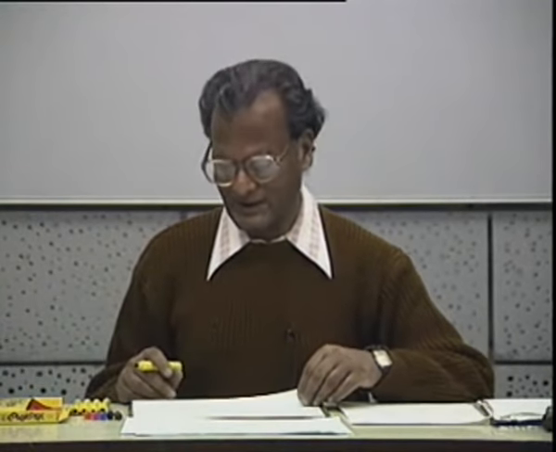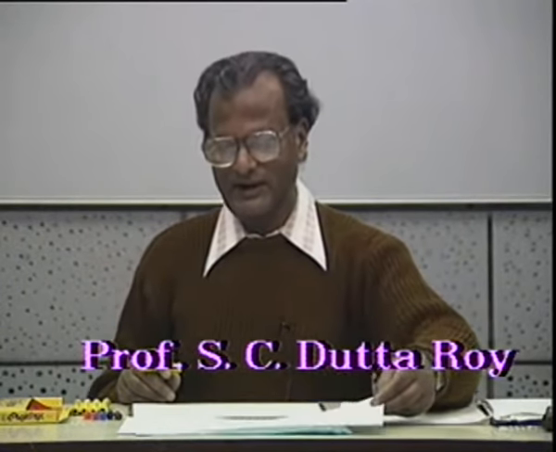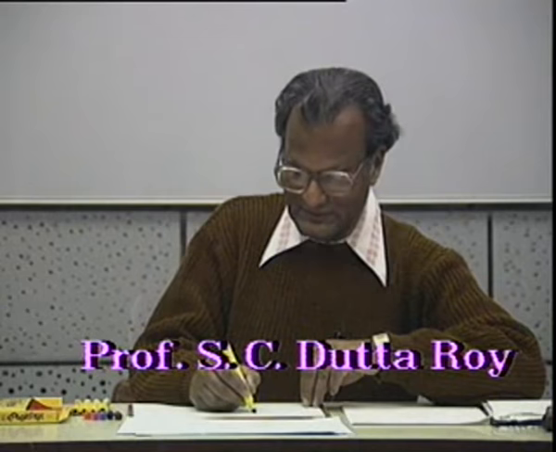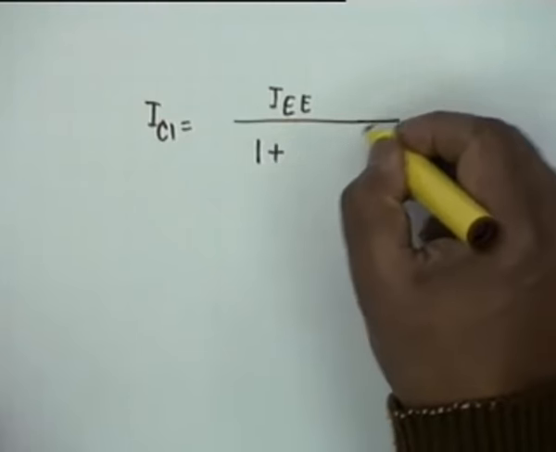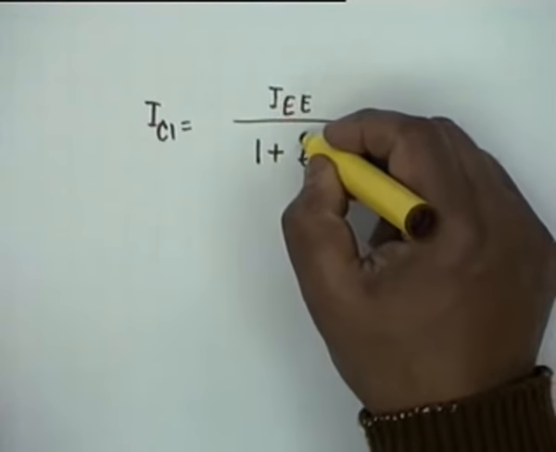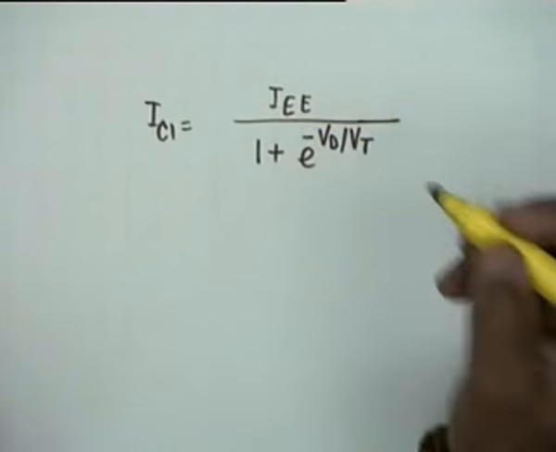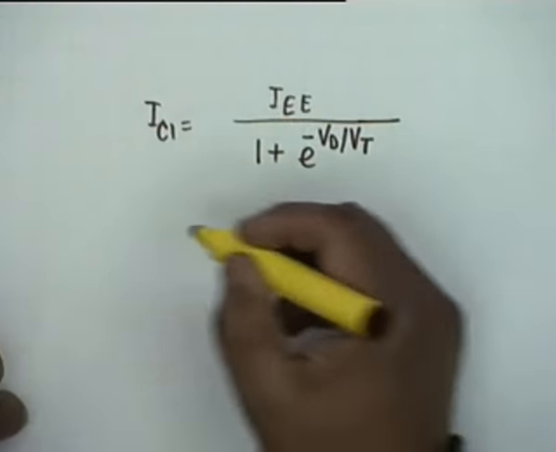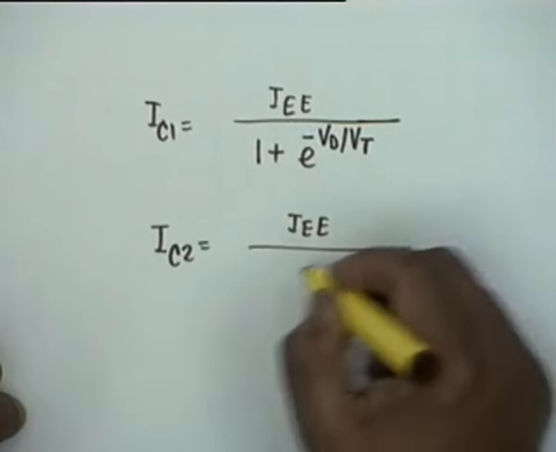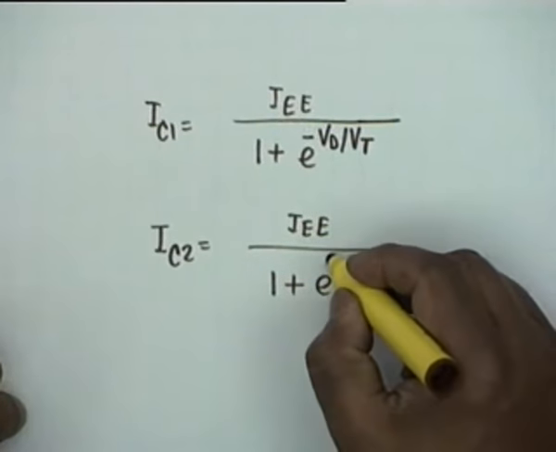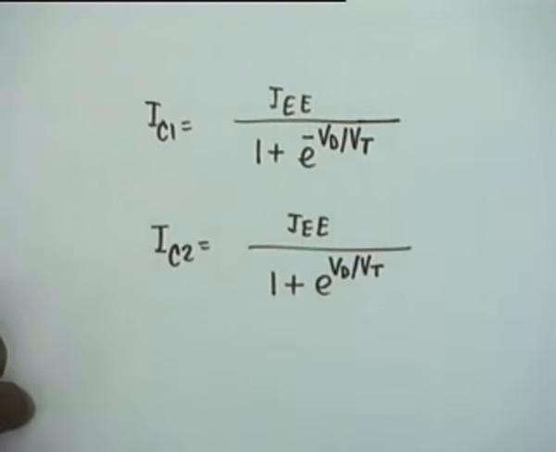A little bit of algebra will show that IC1 is equal to I sub EE divided by 1 plus e to the power minus Vd by Vt, and IC2 shall be equal to I sub EE divided by 1 plus e to the power plus Vd by Vt. Alright, let us try to draw these expressions.